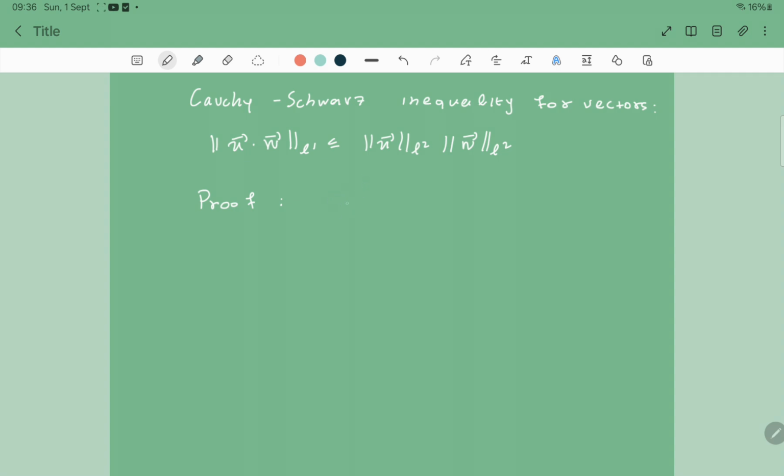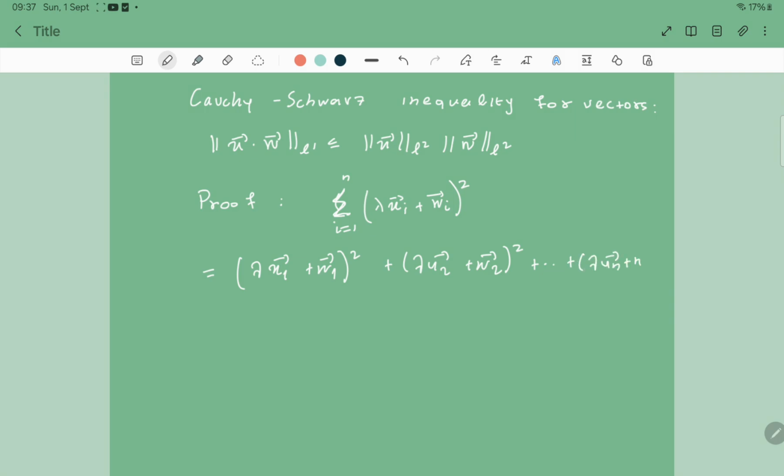So we take the quantity, the sum from i equals 1 to n of (lambda u_i plus w_i) to the power of 2. So this is (lambda u1 plus w1) squared plus (lambda u2 plus w2) squared plus (lambda un plus wn) squared.